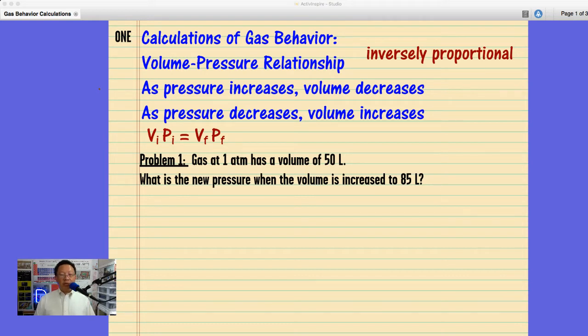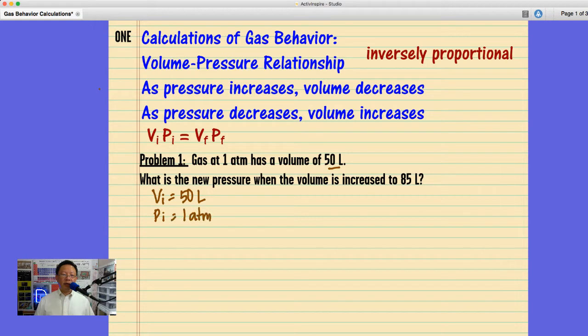Gas at 1 atmosphere has a volume of 50 liters. What is the new pressure when the volume is increased to 85 liters? So let's write down what we know just by reading the question. We know that the initial volume is 50 liters. It's right here. We know that the initial pressure is 1 atmosphere. It's given right here.